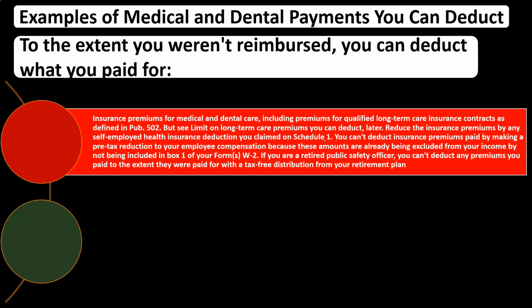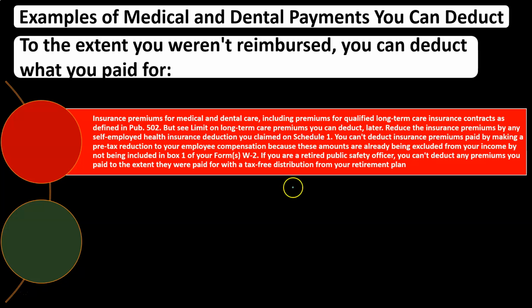You also can't deduct insurance premiums you paid by making a pre-tax deduction from your employee compensation, because these amounts are already being taken out of your income by not being included in Box 1 of your Form W-2.